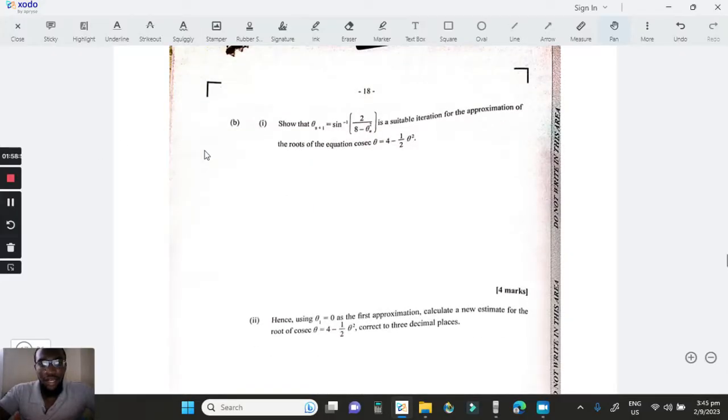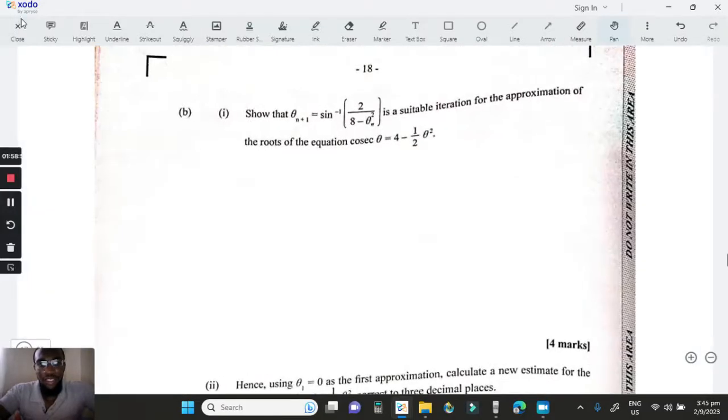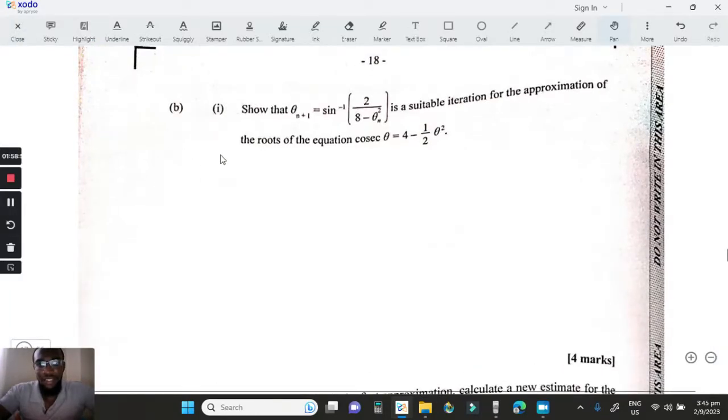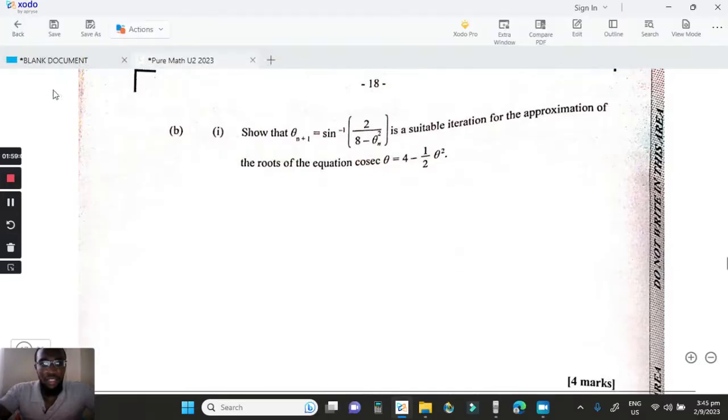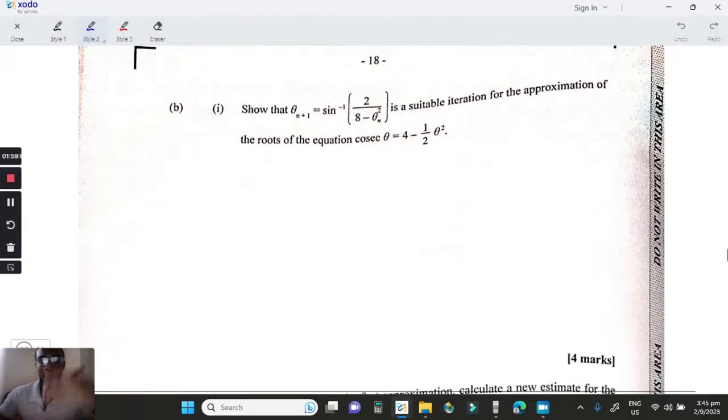Alright, now this part says show that theta n plus 1, which is equal to sine inverse of this, is a suitable approximation for the roots of the equation, this right here. So, show that theta n plus 1 equals sine inverse is a suitable approximation. Oh, so basically we need to make theta the subject from this, no problem.